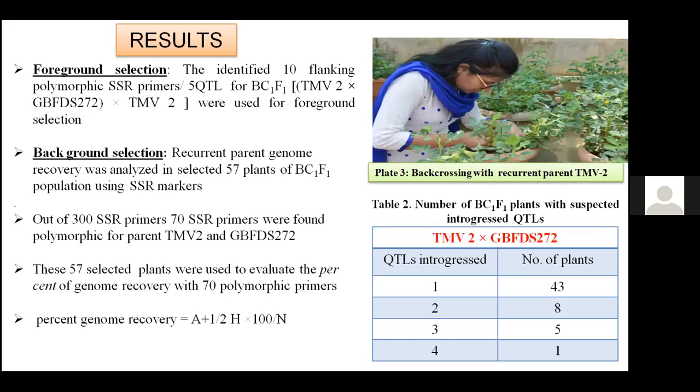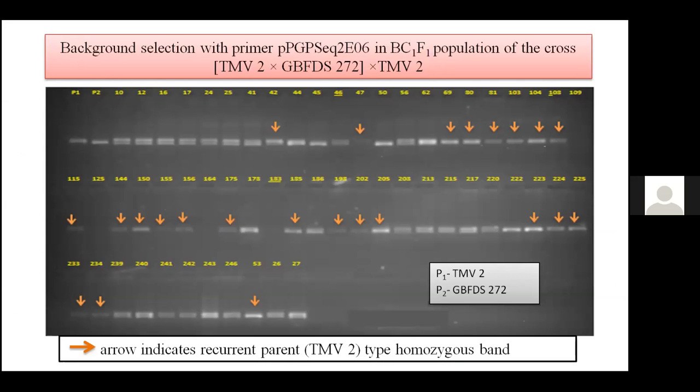These 57 plants were analyzed with 70 polymorphic SSR primers to know the recovery of the recurrent parent genome by using the formula (A plus half H) into 100 by N. Here A is the recurrent parent genome loci, H is the heterozygous loci for both the parents, and N is the total number of markers used for this study. In this gel picture, you can see the arrow indicating the recurrent parent genome type. We scored homozygous as well as heterozygous bands to know the percent genome recovery.